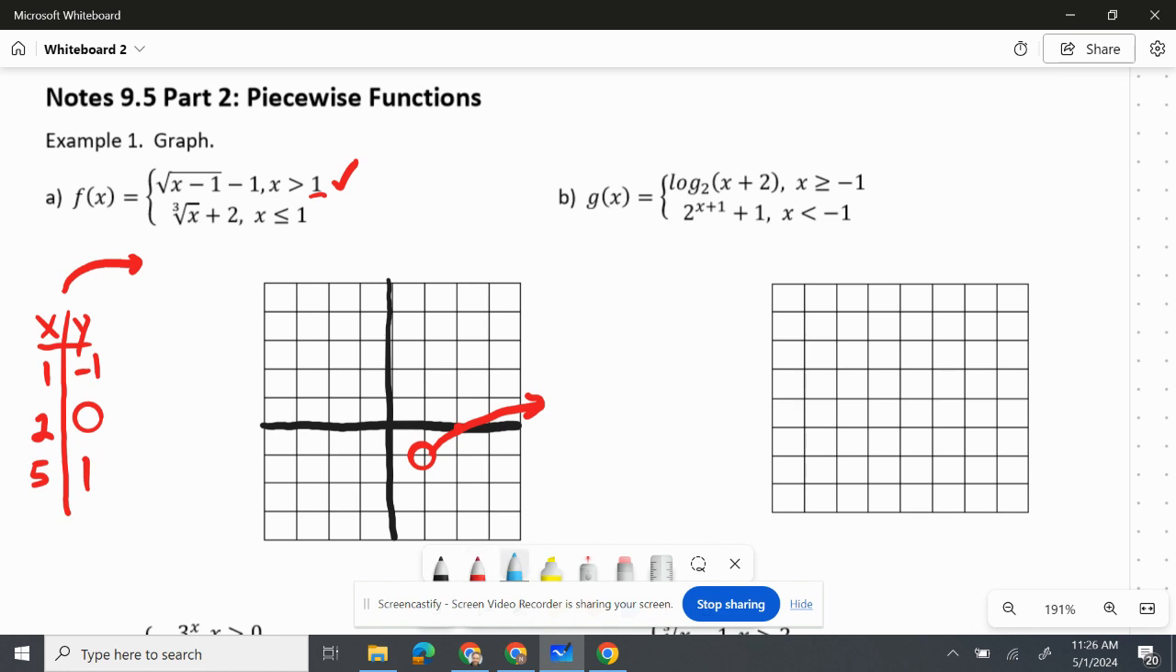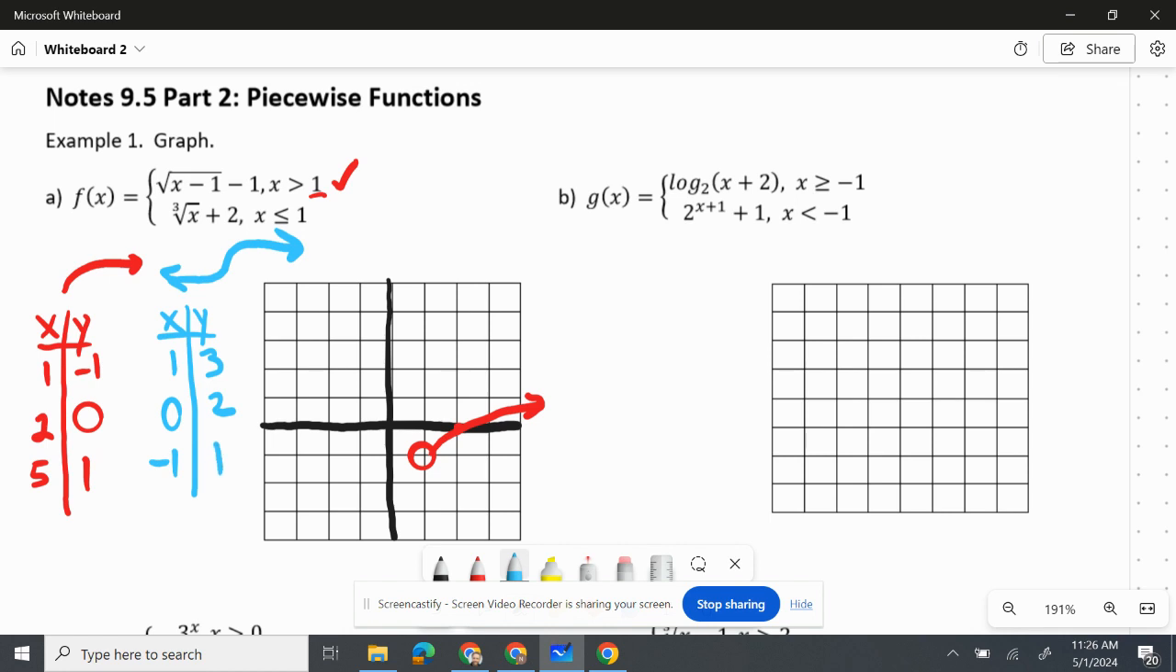Now, for the next one, I have a cube root, and I know that a cube root is going to look like this. So I always want to have an idea of what our graph looks like. Once again, I'm going to use my table of values, and I'm going to start off with my 1. So when I plug in a 1, the cube root of 1 is 1 plus 2 is 3. The next one is I want a number less than 1, so I'm going to pick 0. Cube root of 0 is 0, plus 2 is 2. And then what I want is a negative 1. So I plug in negative 1, and the cube root of negative 1 is negative 1, plus 2 is 1.